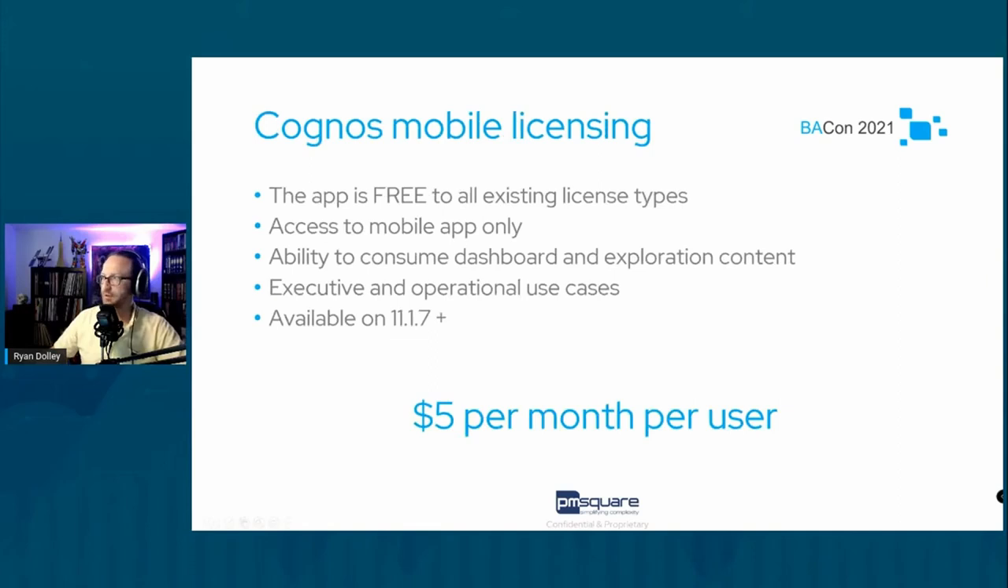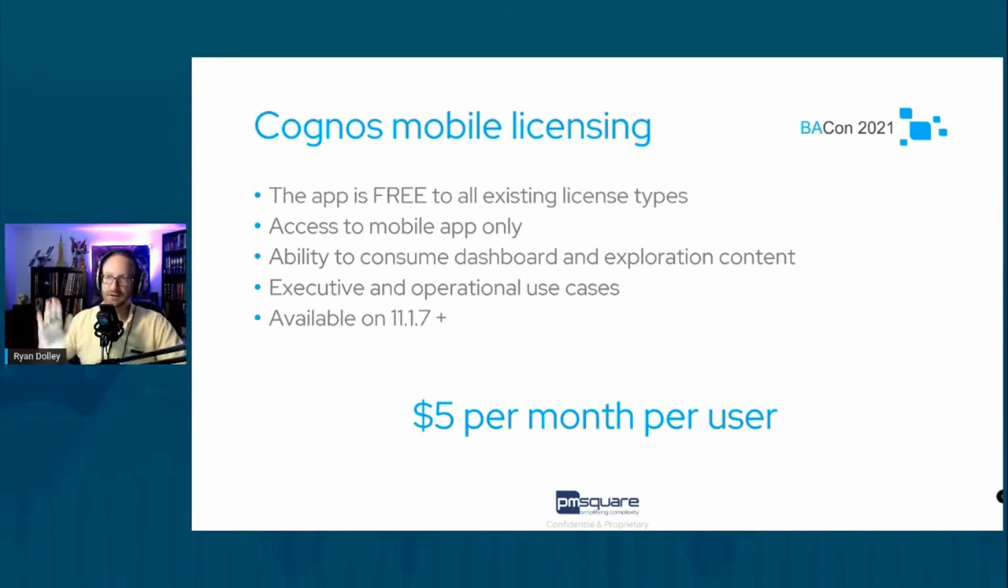Now, the final piece of this, mobile licensing. How much does the mobile app cost for Cognos? The mobile app is free for all existing license types. However, there is a new mobile user-only license type that is available. This is for people who only have access to the mobile app. So they cannot log into Cognos, but they can consume Cognos through the mobile app. It's again dashboard and exploration content; reporting and stuff like that is coming in the future. They have the full featured access to everything you saw in the mobile app. It covers both executive and operational use cases. It's available on 11.1.7 plus, okay?